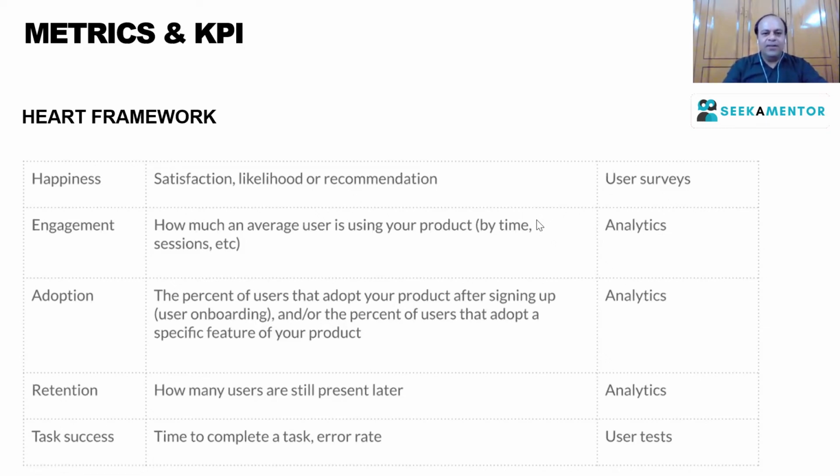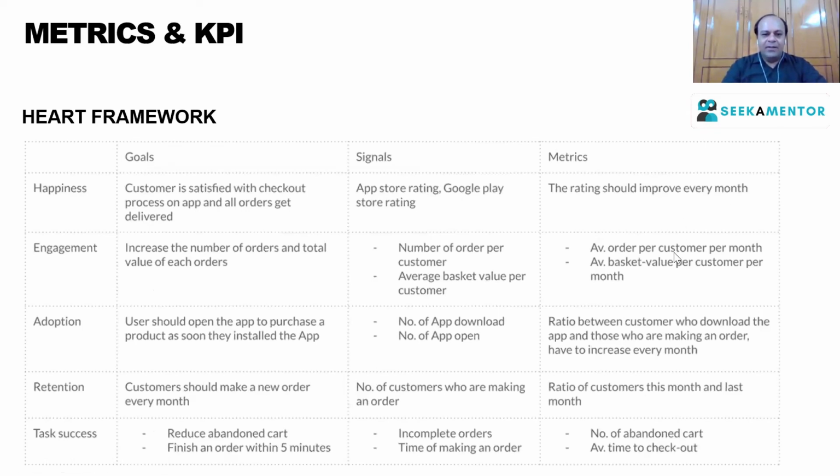So if you want to compare with a simple example, let's have a look at that. If the customer is not satisfied with the checkout process, then how can you evaluate it? By looking at the store, you can say app rating, and this will be improved every month by looking at this app rating. Means ask the customer, they will rate whether they are satisfied with the UI or not, and with the help of that you can track whether this has improved every month. Similarly, in terms of engagement, you will see how many orders per customer have improved by making the changes, and then you can evaluate it with matrices like average order per customer per month. Same is applicable for adoption, retention, and the task success.